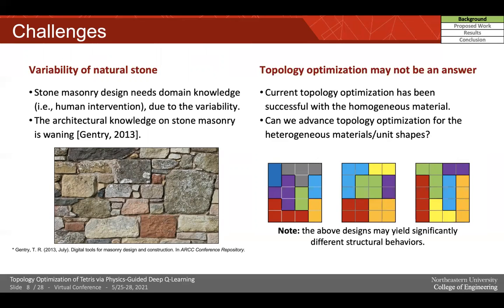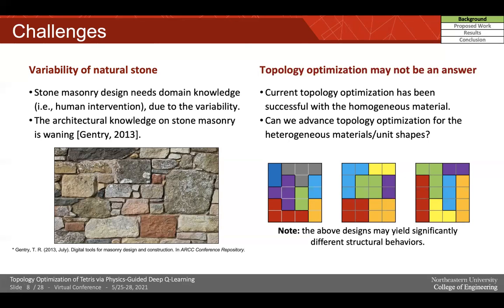Second, while current topology optimization has been successful with homogeneous materials, its effectiveness is not guaranteed for stone masonry design, where heterogeneous natural stones and the interaction via joints need to be incorporated. For example, the three shapes shown in this slide may yield significantly different structural behaviors, regardless of the overall shape, due to the different organization of the joints between the blocks.